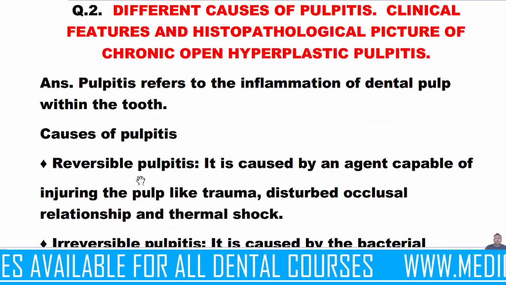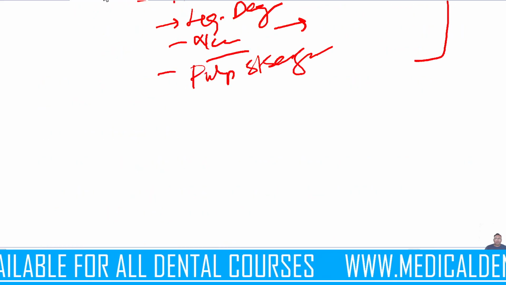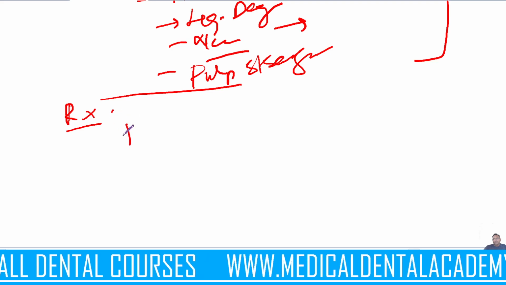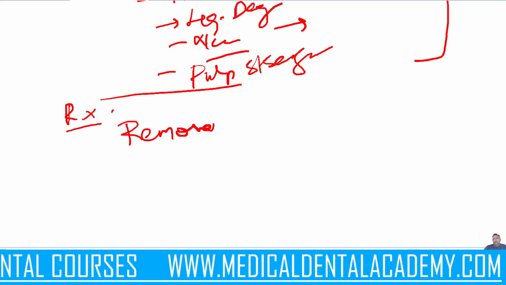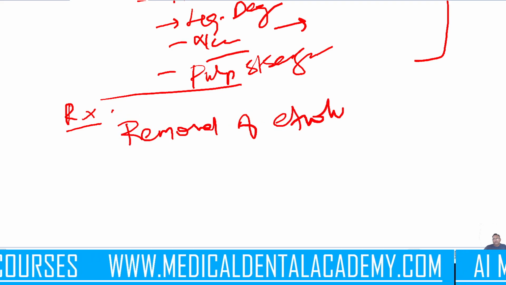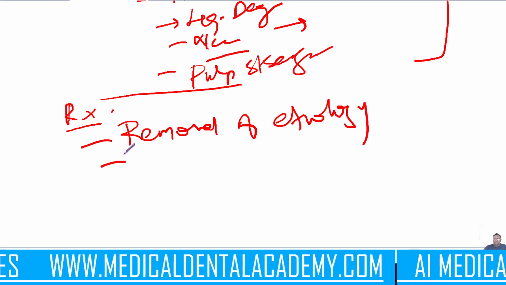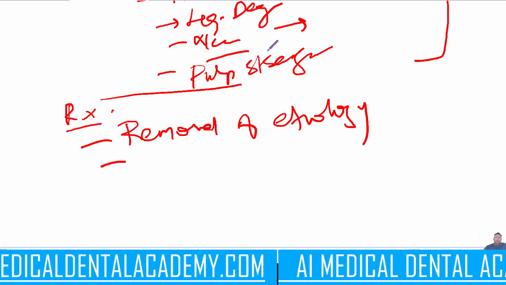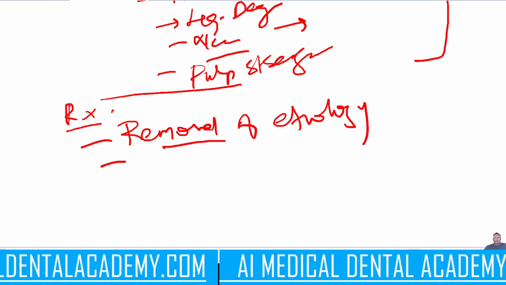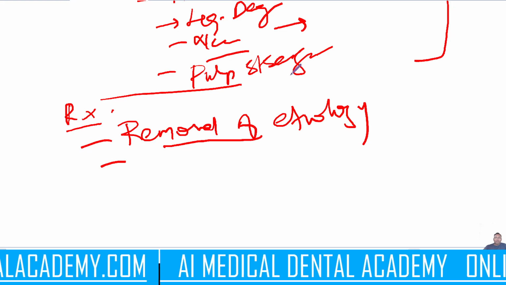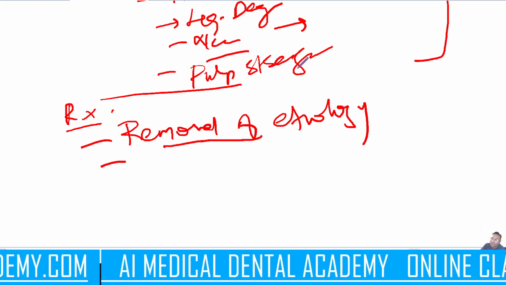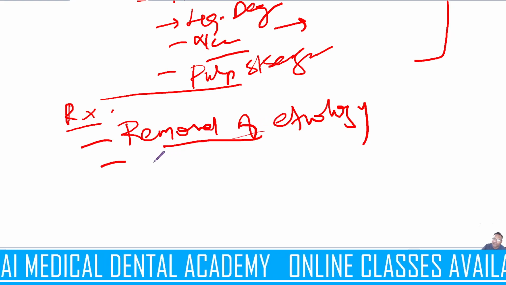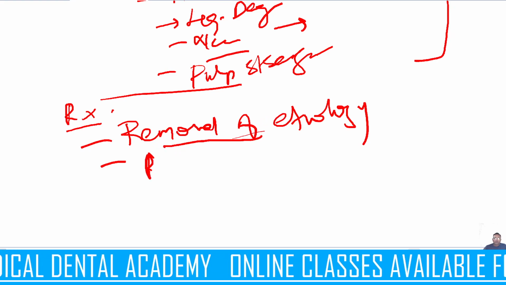Now comes the treatment. What is its treatment? In this case, removal of etiology is the treatment. Whatever is the etiology, for example, if there is a faulty restoration, you have to remove that first. If there is sensitivity to the tooth due to the loss of tooth structure, you have to protect it with desensitizers. You have to remove the etiology first and then go for proper restoration.